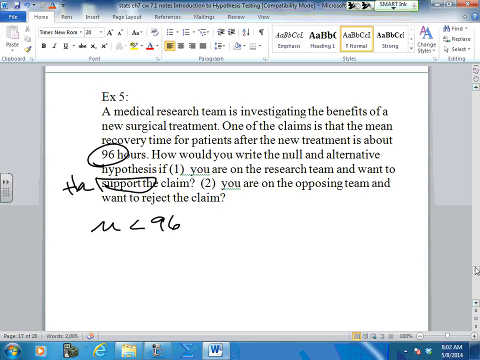You're the medical research team. Do you want this recovery time to take more than 96 hours? Yeah. No. You're the research team. Okay, what?